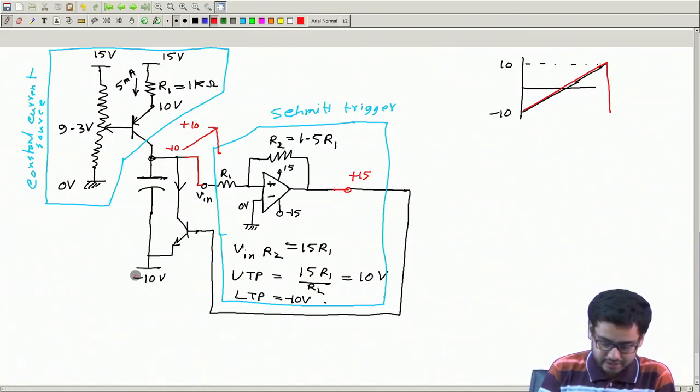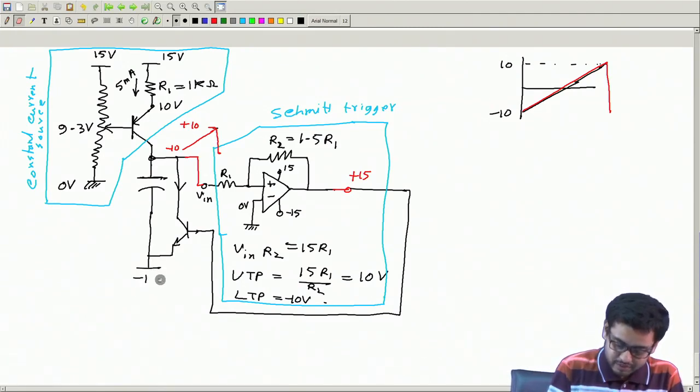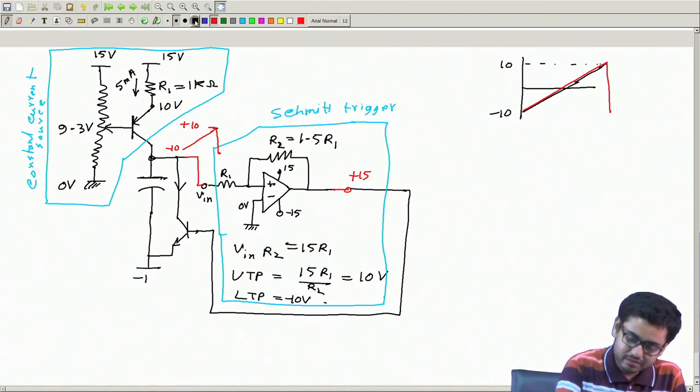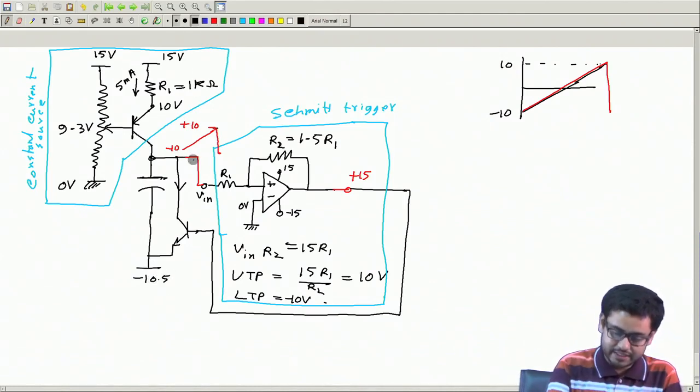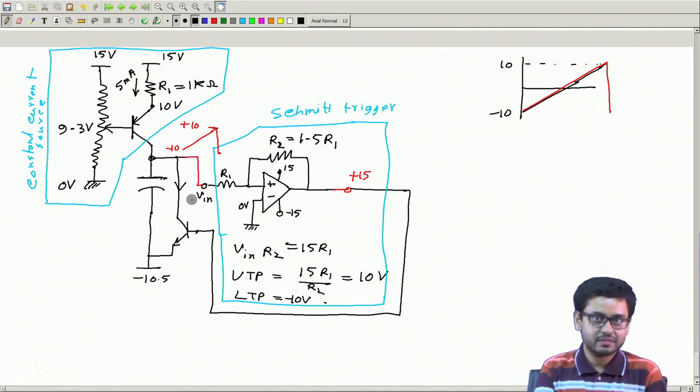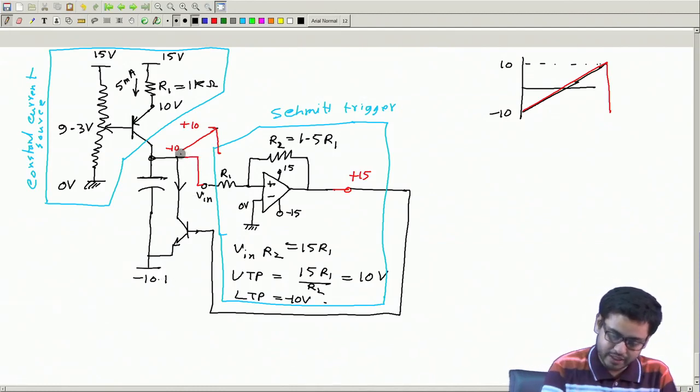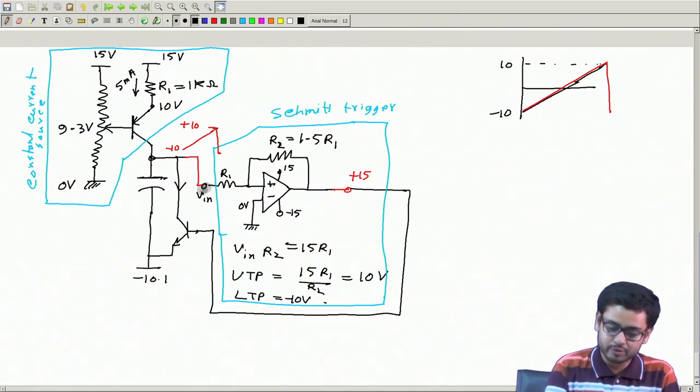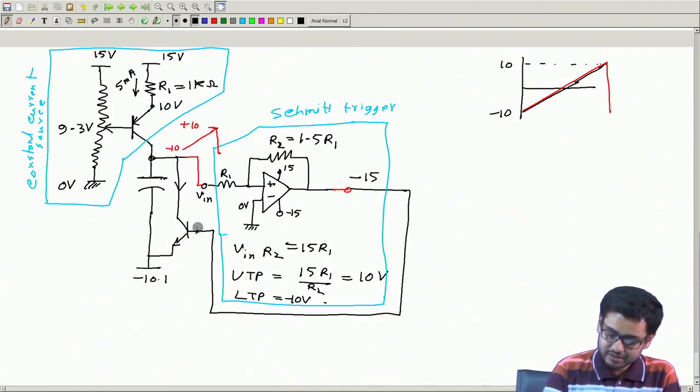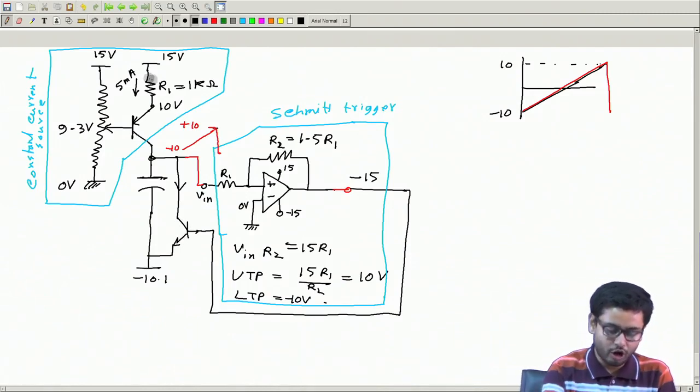Maybe then I keep as a safety margin, I can keep it -10.5, so that it is allowed to come below 10. Even 10.1 or something is fine, so that it comes below 10, and the moment it comes below 10, this output will become negative, -15, and if this is -15, this is lower than the emitter, so this transistor will be off. Once this transistor is off, again this current comes here and the capacitor gets charged.